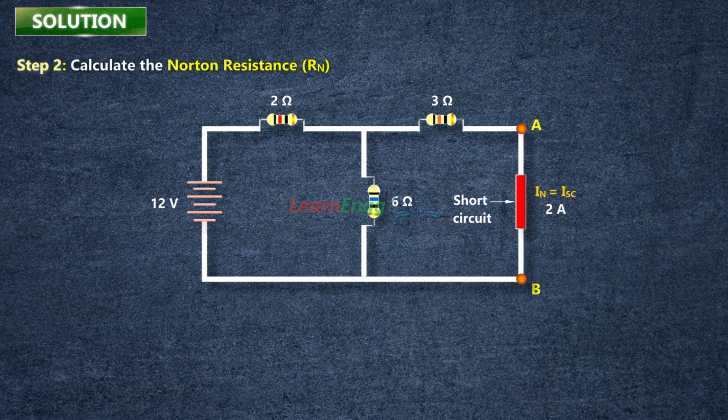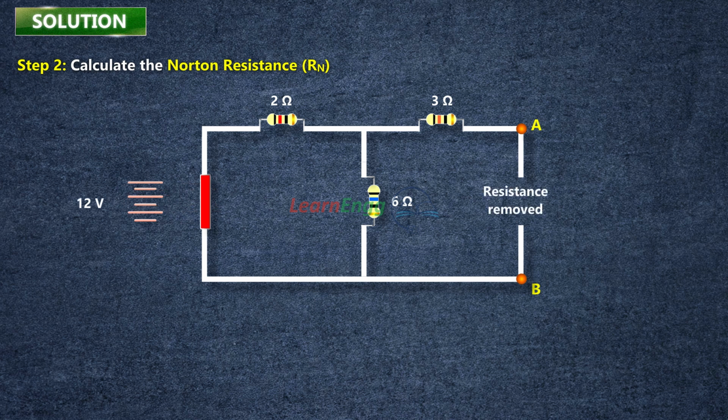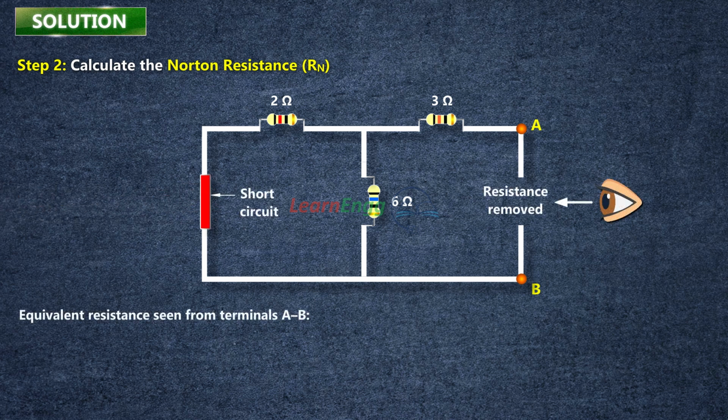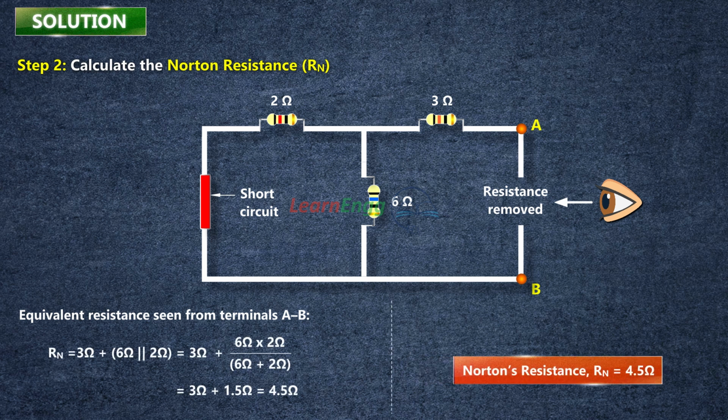Step 2. Calculate the Norton resistance. Remove the load resistor and replace the voltage source with a short circuit. Now, let's find the equivalent resistance seen from terminals A and B. So, the Norton resistance, RN, is 4.5 ohms.